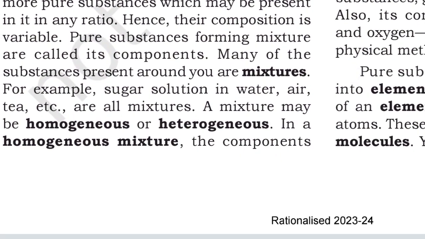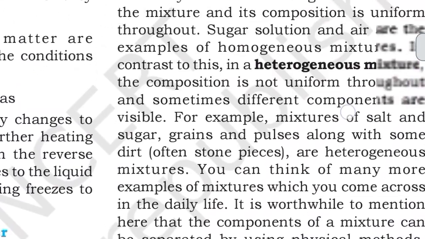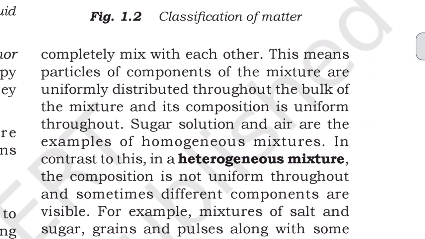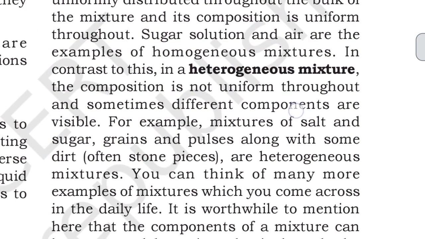For example, sugar solution in water, air, tea, etc. are all mixtures. A mixture may be homogeneous or heterogeneous. In a homogeneous mixture, the components completely mix with each other. This means particles of components of the mixture are uniformly distributed throughout the bulk of the mixture and its composition is uniform throughout. Sugar solution and air are the examples of homogeneous mixtures.